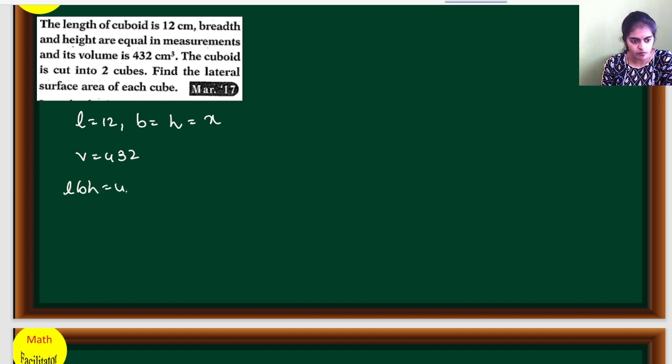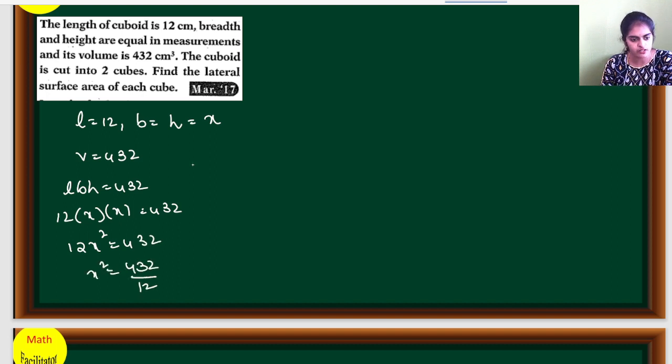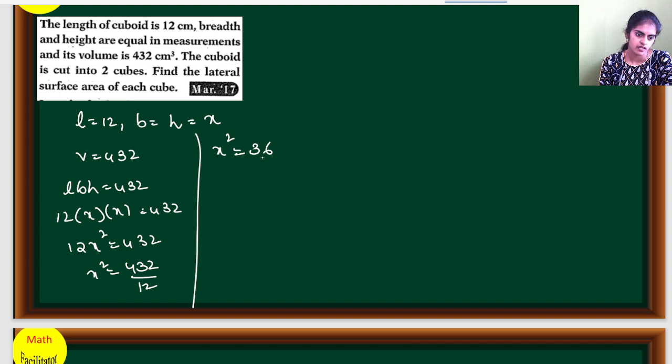Length times breadth times height is the volume, right. So length is 12, so 12 into breadth x, height x. So this is 432. So 12 into x square is 432. So x square is nothing but 432 divided by 12. So how much am I getting? x square equals 36. Okay, so x equals 6, right?